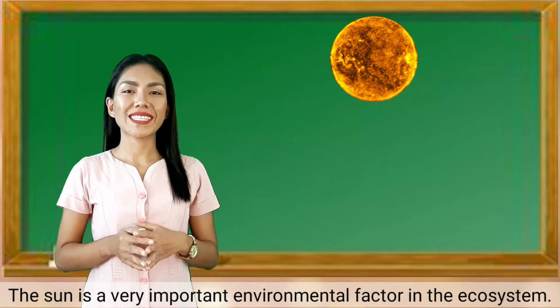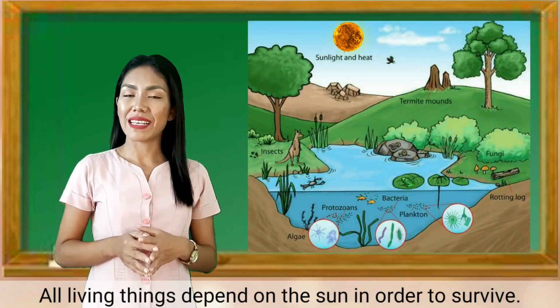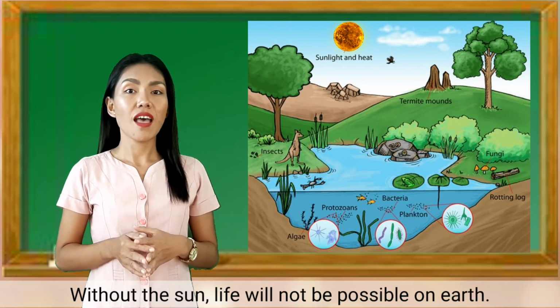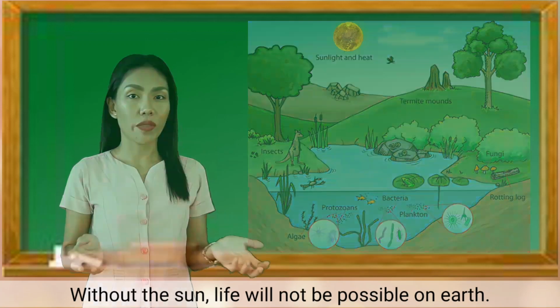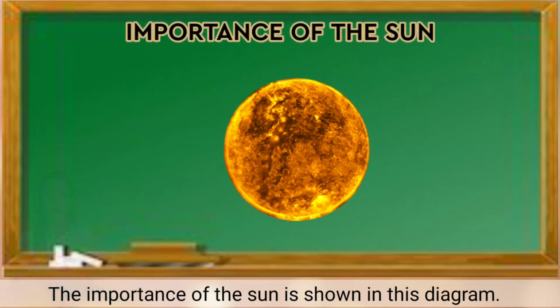The sun is a very important environmental factor in the ecosystem. All living things depend on the sun in order to survive. Without the sun, life will not be possible on Earth. The importance of the sun is shown in this diagram.